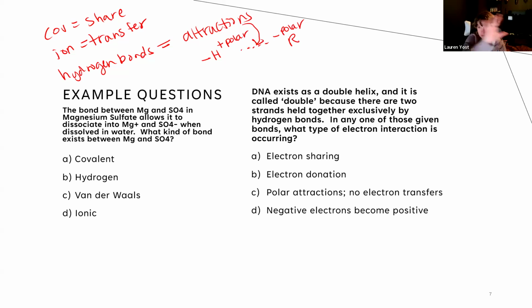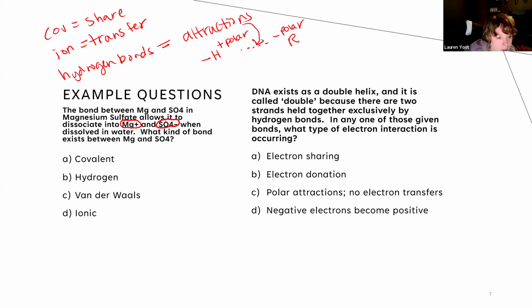All right, let's see if we can answer our questions with that. Bond between magnesium and sulfate in magnesium sulfate allows it to completely dissociate into Mg plus. It's plus because it lost an electron. Now it has fewer electrons than it has protons. That's why it's plus. And SO4 minus. It's minus because it has extra electrons. I didn't balance these, okay? They're 2 plus and 2 minus, but we can live, right? When we dissolve it in water.